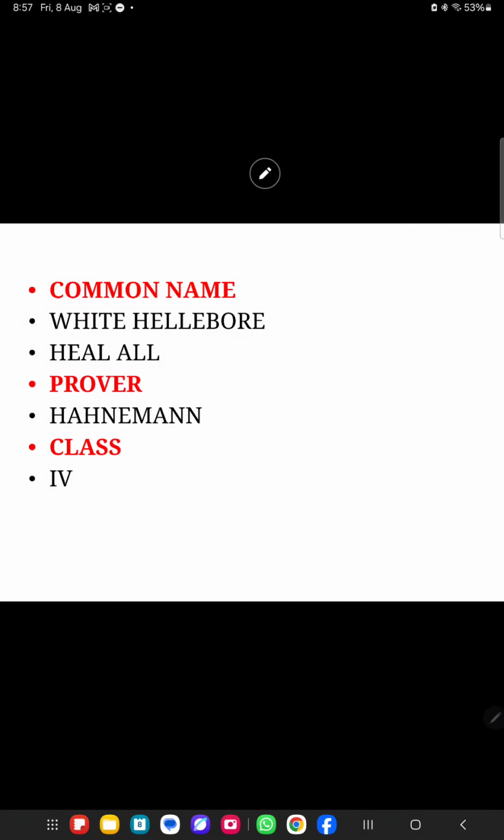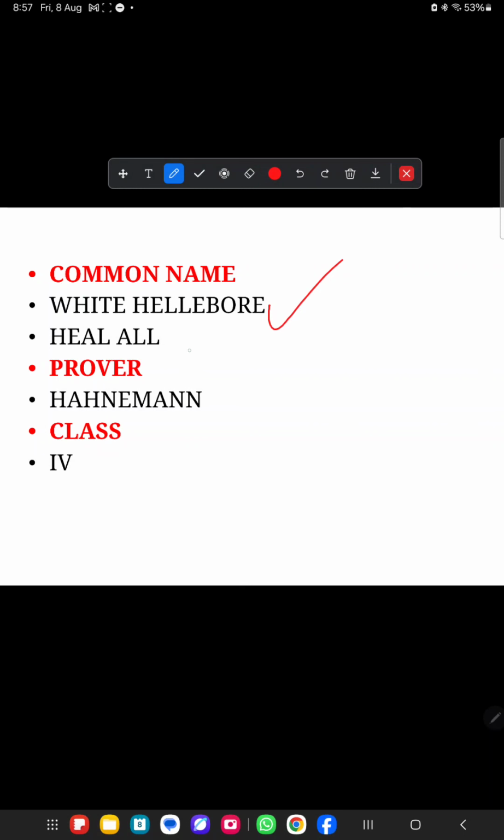And this medicine is commonly known as white hellebore. And I have already told the name of the prover, Dr. Christian Frederick Samuel Hahnemann. And this medicine is prepared under class 4. So the question comes from here: in which class is Veratrum album prepared? So the answer will be class 4. And who has proved this medicine? Dr. Christian Frederick Samuel Hahnemann.